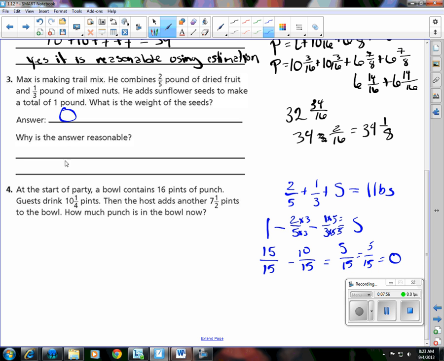Why is the answer reasonable? The answer is reasonable. If you think about sunflower seeds, they don't weigh very much. And if we took 2/5, it's like a half, and a third is pretty close to a half, and a half and a half, all right, 1/2 plus 1/2 would equal 1 whole. So we're fairly close there.